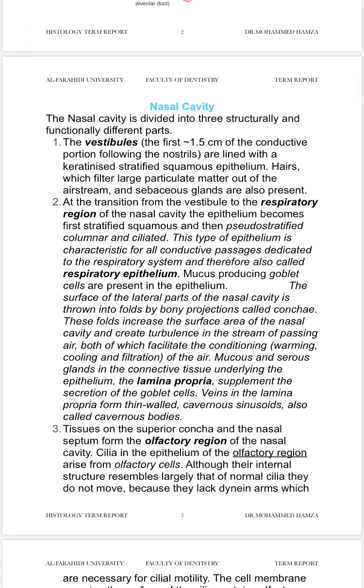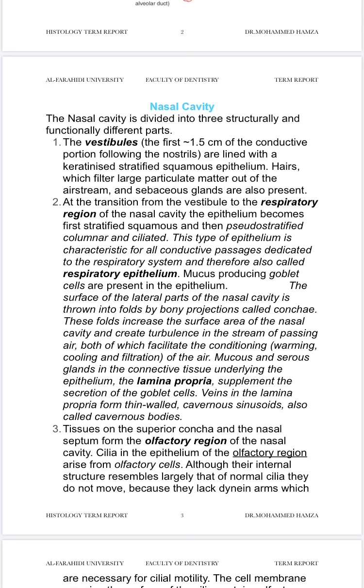Nasal cavity. The nasal cavity is divided into three structurally and functionally different parts, the first of which is the vestibule. The first 1.5 centimeters of the conductive portion following the nostrils are lined with a keratinized stratified squamous epithelium, which filters larger particulate matter from the air stream, and sebaceous glands are also present. At the transition from the vestibule to the respiratory region of the nasal cavity, the epithelium becomes first stratified squamous and then pseudostratified columnar and ciliated.